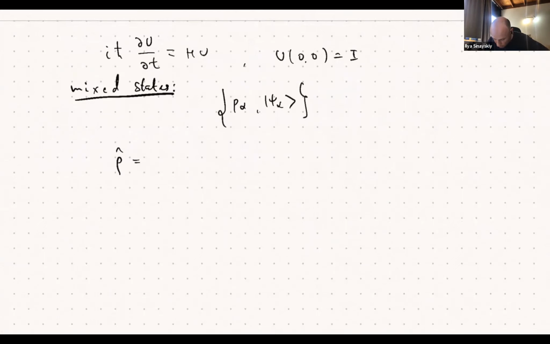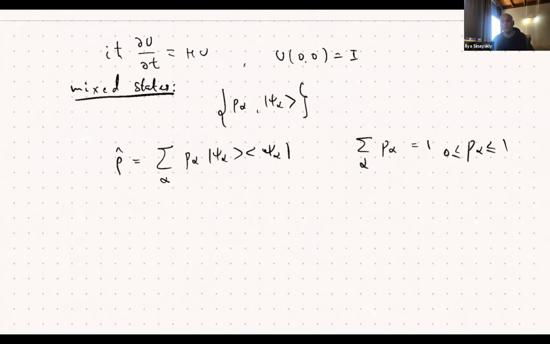Of course, as a definition, the density operator is the sum over alpha of p alpha, psi alpha psi alpha, where of course the sum over the alphas of p alpha is 1, and the p alphas are non-negative numbers bounded by 1.